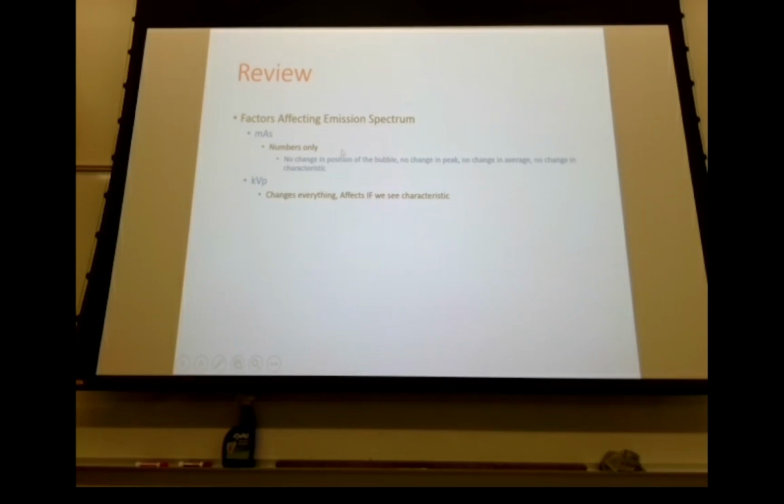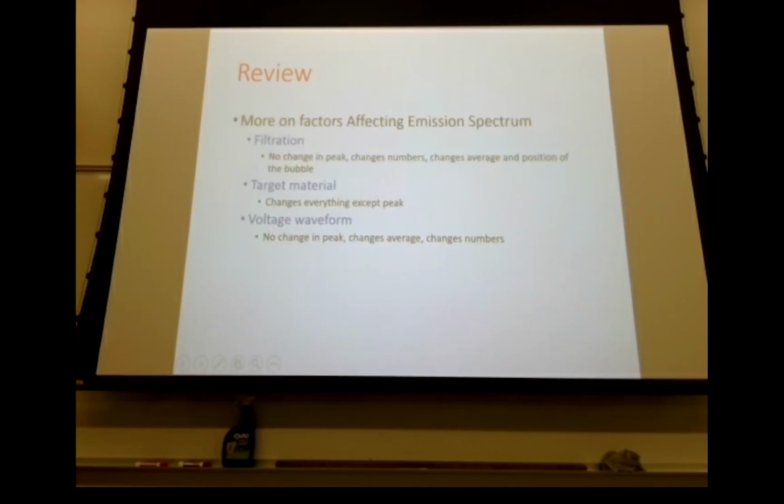So, factors that affect the emission spectrum, this is where we're going to spend most of the rest of the day. Looking at the BREM spectrum, again, the BREM spectrum is the emission spectrum. The most significant portion of the emission spectrum is going to be your BREMs. Only 15% are characteristic, and the rest are going to be BREM. So we're going to talk about mAs, kVp, filtration, target material, and voltage waveform.